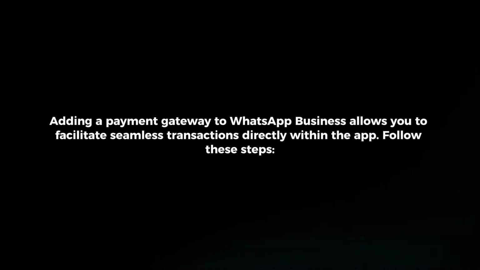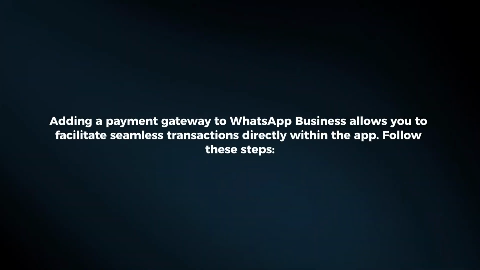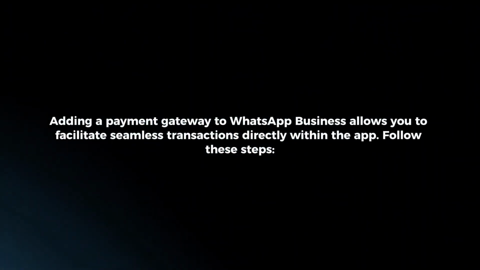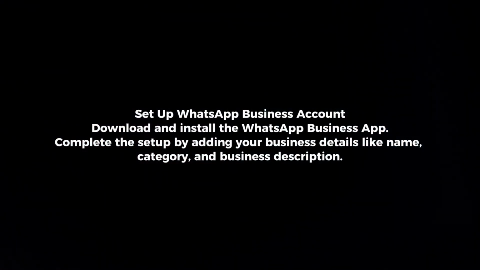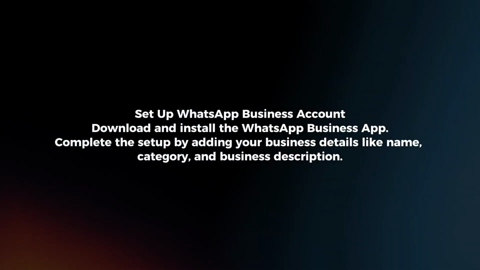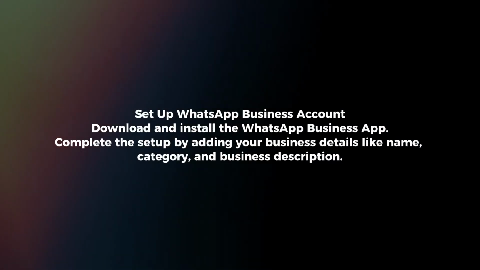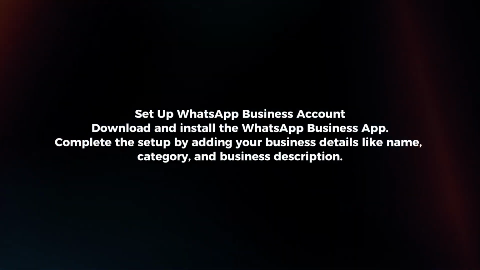Adding a payment gateway to WhatsApp Business allows you to facilitate seamless transactions directly within the app. Follow these steps. Set up WhatsApp Business account. Download and install the WhatsApp Business app. Complete the setup by adding your business details like name, category, and business description.